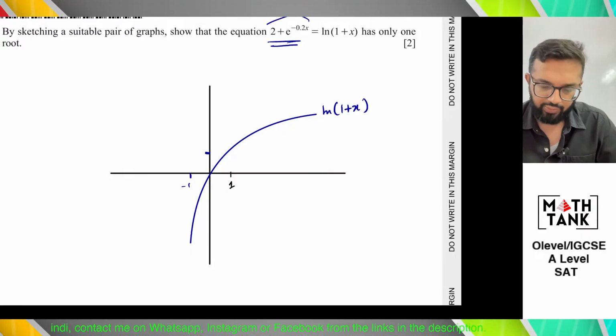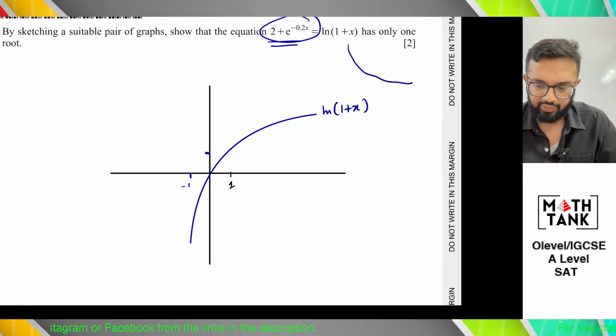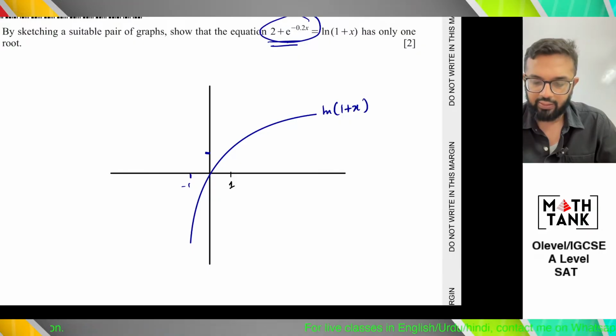Okay, for 2 + e^(-0.2x), you should know that e^(-x) looks something like this. Okay, it's going to be downward sloping like that.